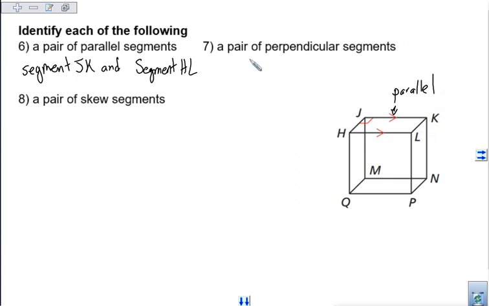Next up, we want a pair of perpendicular segments. So we only have one right angle box marked. That tells us that that's a pair of perpendicular segments. So our perpendicular segments would be segment JK and segment HJ.